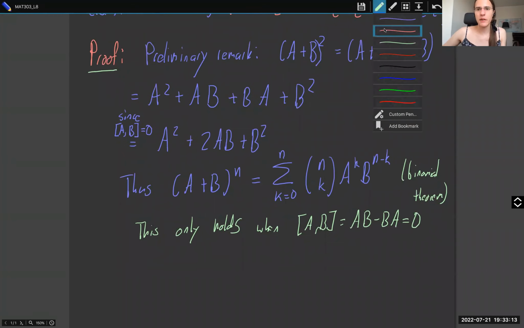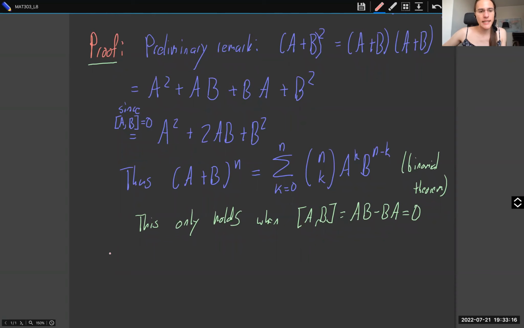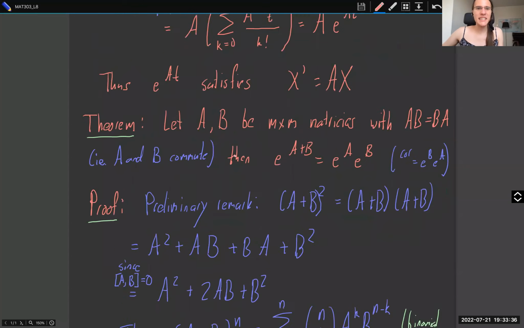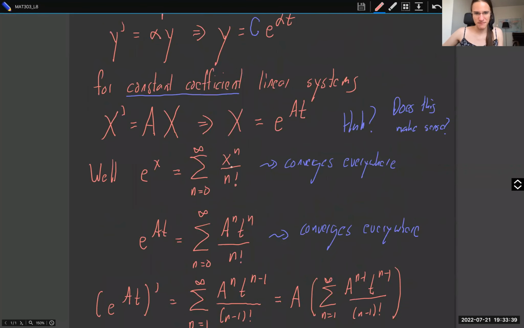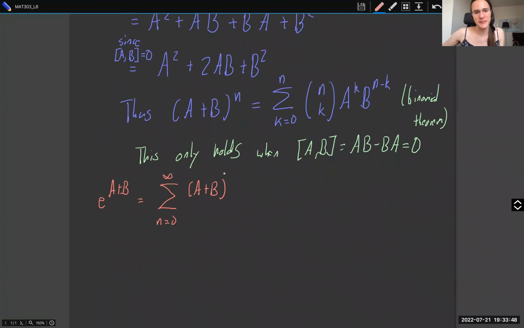Okay, so with that preliminary remark out of the way, let's consider e^(a+b). By definition, this is the sum from n equals 0 to infinity of (a+b)^n over n factorial. Really, here I had a t when I defined this; I just substitute whatever this is to the power of n. So the formula defines this. Now we're going to use the binomial theorem.